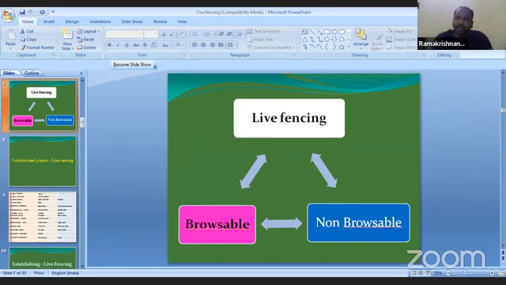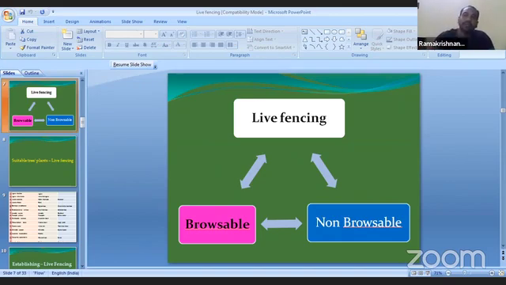Then live fencing has two ways: browsable and non-browsable. Suppose I have a very good cattle farm, so I go for browsable. But if I have farming land cultivating some fruits, I want to avoid animals and cattle browsing, so we go for non-browsable planting materials. So we should keep browsable or non-browsable in mind every time.